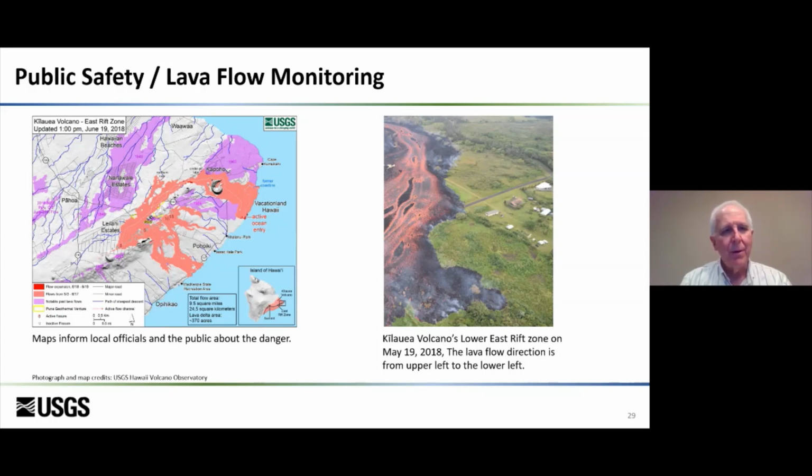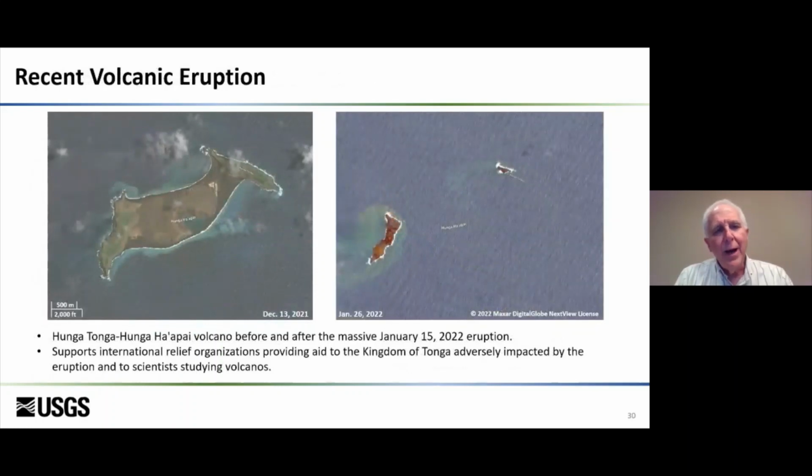I couldn't help but put in one more volcano image. This was a volcano that erupted in January in the Kingdom of Tonga.